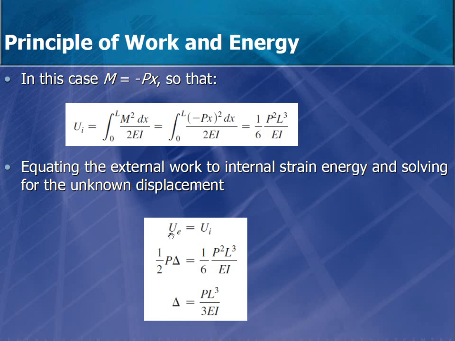Now we know that external is equal to internal, and external is 1 over 2 P delta, and internal is equal to this, and I can find the deflection. I have it here. So this will be P L cubed over 3EI, and this is the deflection at the far end, or under the load, simply calculated by strain energy or energy methods.